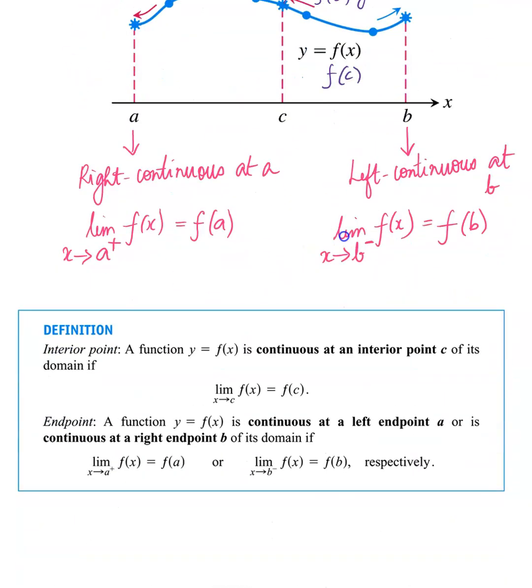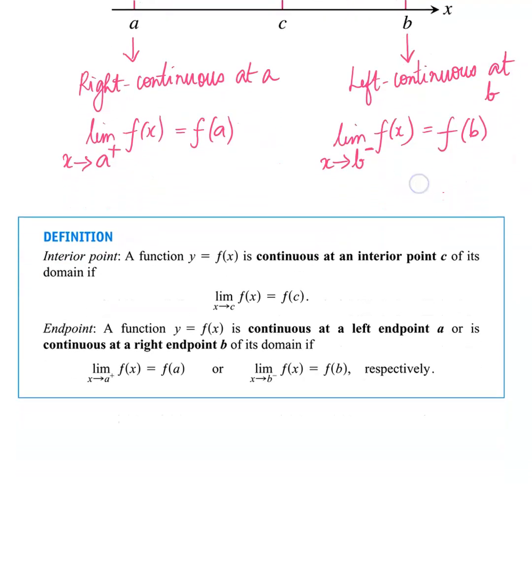But see that they use the language more formally, bringing in the interior point. Endpoint. A function y equals f of x is continuous at a left endpoint a, or is continuous at a right endpoint b of its domain, if limit f of x as x approaches a plus is f of a, or limit f of x as x approaches b minus equals f of b, respectively.